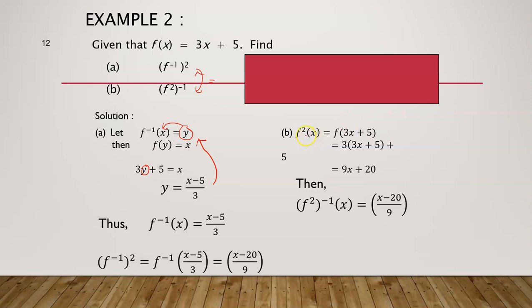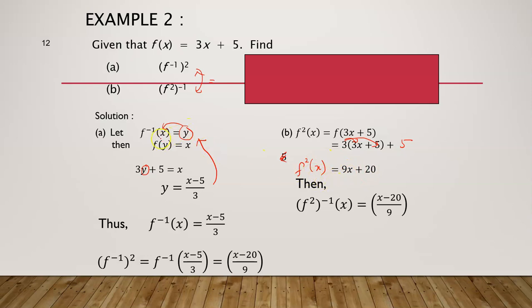Same thing for part B. f squared x equals f(3x plus 5), and then we put it inside 3x plus 5. This one should be plus 5 here. Then we multiply inside, so you will have 9x plus 15 plus 5 is 20. So this is f squared x. By using this f squared x, then you find the inverse.